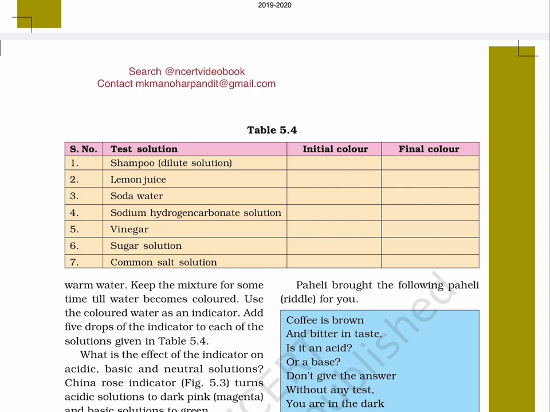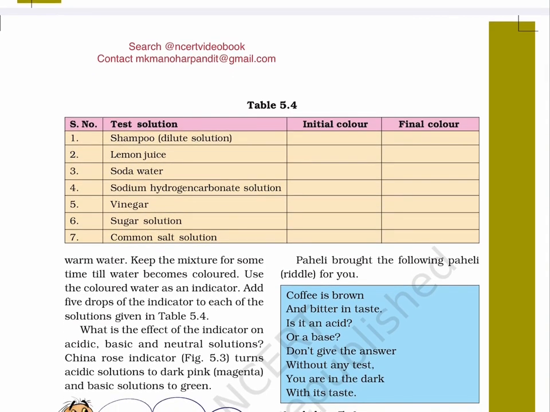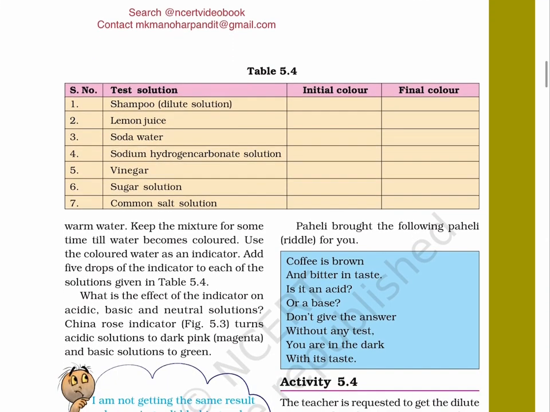The first test solution is shampoo or dilute solution. Second is lemon juice. Third is soda water. Fourth is sodium hydrogencarbonate solution. Fifth is vinegar. Sixth is sugar solution. Seventh is common salt solution.